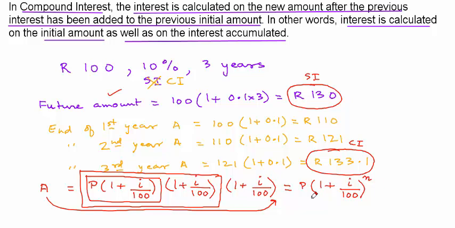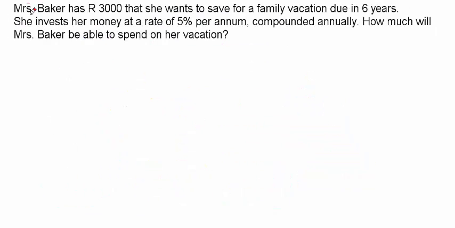Let's do a couple of problems now. Mrs. Baker has 3,000 Rand and she wants to save that money for a family vacation due in 6 years. She invests her money at a rate of 5% per annum, that means 5% per year, compounded annually. How much will Mrs. Baker be able to spend on her family vacation?